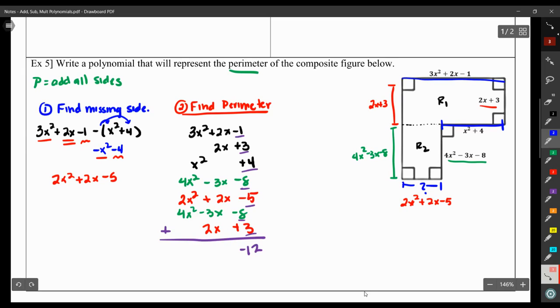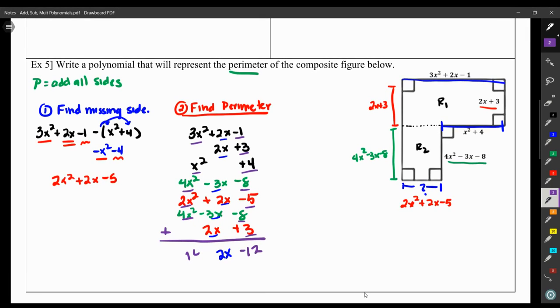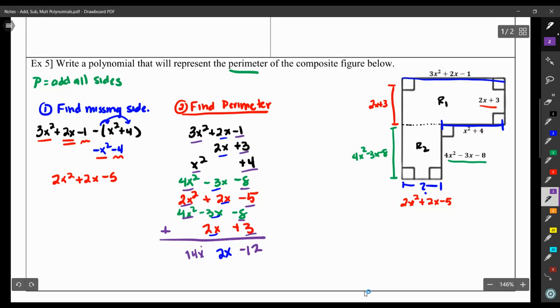All of your constants, you get negative 12. Add all of our x's. We have 2, 4, 6, 8, 7, 6, 5, 4, 3, 2. So we have 2x here. And then add all of our x squareds. We have 3, 4, 8, 9, 10, 11, 12, 13, 14. So our final perimeter is 14x squared plus 2x minus 12. So the hardest part about this is finding a way to organize all of your math.